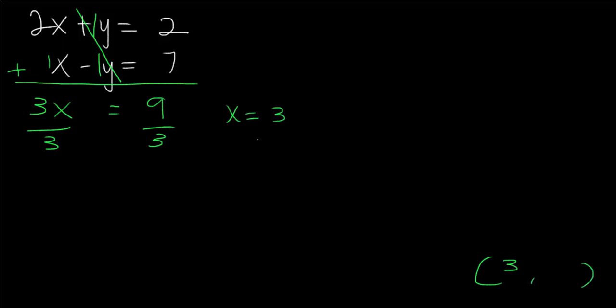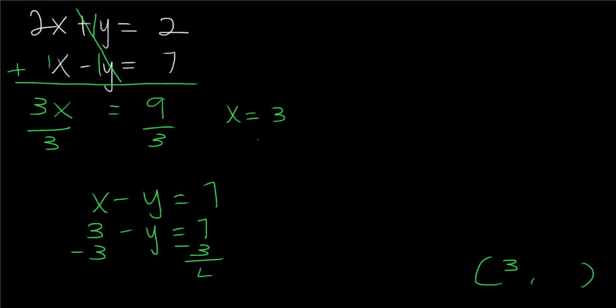Once you have x, we can substitute it into one of the equations. I think it looks easiest to substitute it into the bottom equation, x minus y equals 7. So I can say that, well, x is 3, so 3 minus y equals 7. I can subtract 3 from both sides and get 4 equals negative y. So therefore, we can divide by negative 1 and get that y equals negative 4.